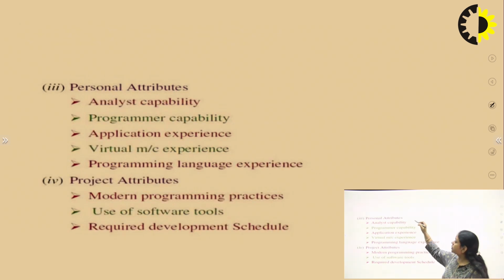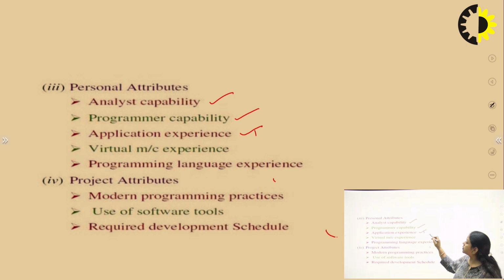personnel attributes: analyst capabilities, programmer capabilities, application experience, virtual machine experience, programming language experience. Okay. Next, project attributes: modern programming practices, use of software tools, required development schedule. So see, these are all the major attributes of your project. So we will consider all these attributes in the case of the intermediate model.